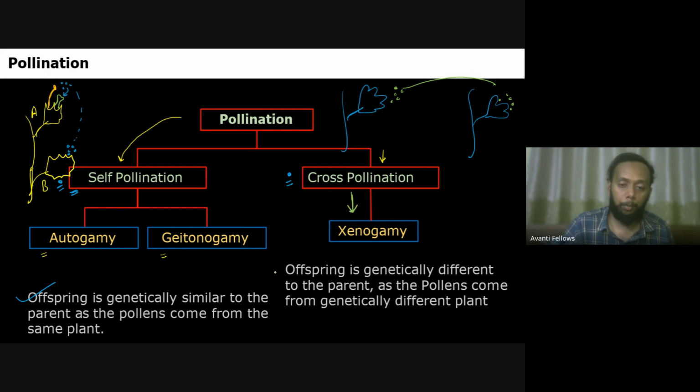Offspring are genetically different from the parent as pollen comes from a genetically different parent. Obviously, here the variation can be seen. Here the offspring which are formed after this will be different from the parent population, because two different plants which are genetically dissimilar to each other are involved over here. That is why you will find offspring genetically different from the parent.